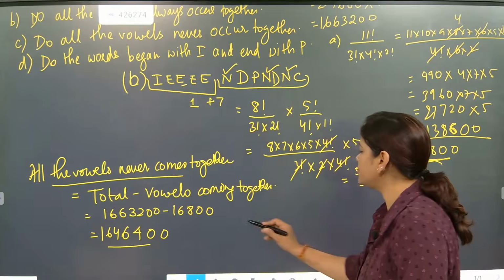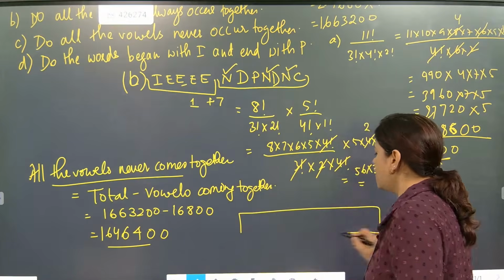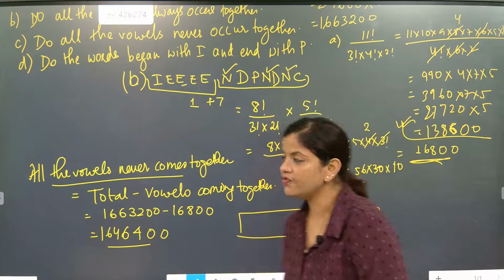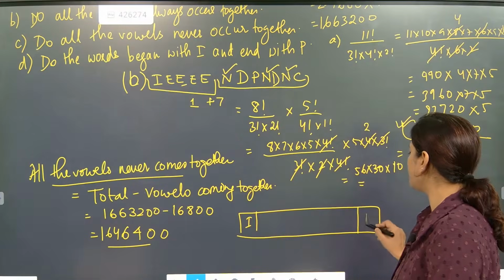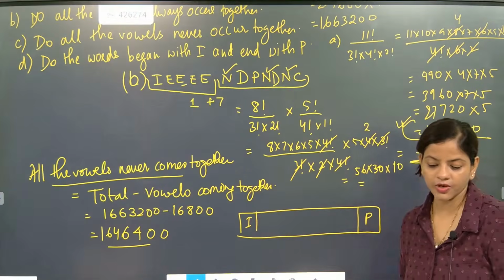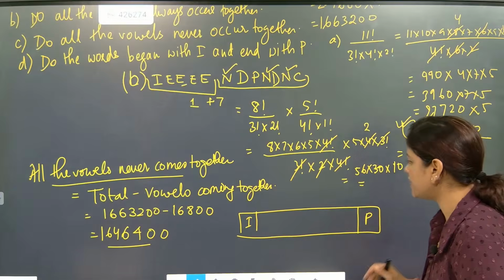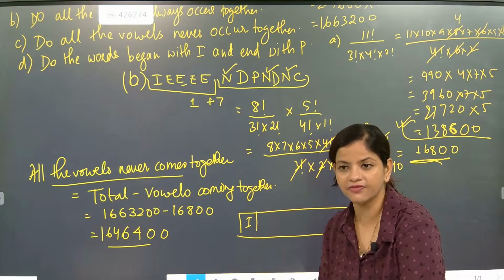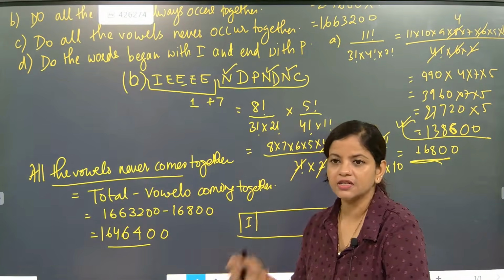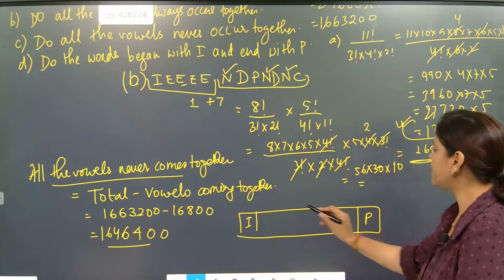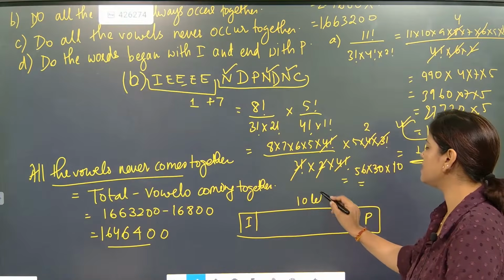So begin with I means, total 12 letters are there. We are going to fix I in the first location and we are going to fix P in the last location. So I and P fixing means how many remaining letters are left? Total 12 letters are there, 2 letters are fixed. Then how many letters are left? 10 letters are left.